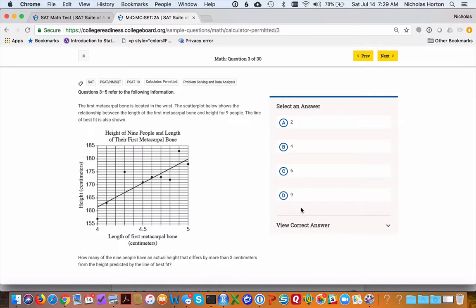We have a scatter plot of height as a function of the length of the first metacarpal bone. Again, very nice structure in terms of the units being put there. And it asks the question, how many of the 9 people have an actual height that differs by more than 3 centimeters from the predicted height from this line of best fit? So here we have a regression diagnostic, a residual question, asking about interpretation of this.